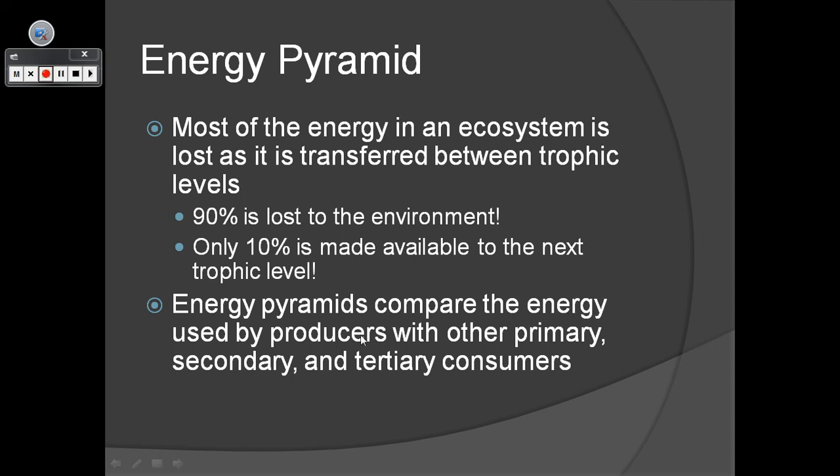And see right here you have the magic number. Only 10% is made available to the next trophic level. 90% is lost to the environment as heat. So energy pyramids compare the energy used by producers with primary, secondary, and tertiary consumers.